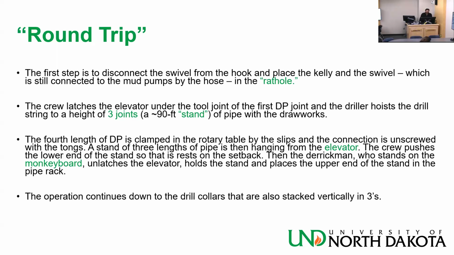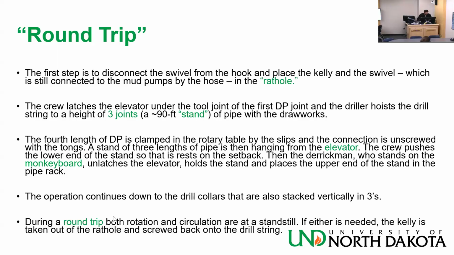The operation continues down to the drill collars that are also stacked vertically in threes, stands basically. During a round trip, both rotation and circulation are at a standstill. You don't circulate, you don't rotate. If either is needed, the Kelly is taken out of the rat hole and screwed back onto the drill string. Remember, you cannot have rotation without the Kelly, right? It's the square thing that rotates, or hexagon. So if it's in the rat hole, you are not rotating. And if you are not pumping, you are not circulating either.